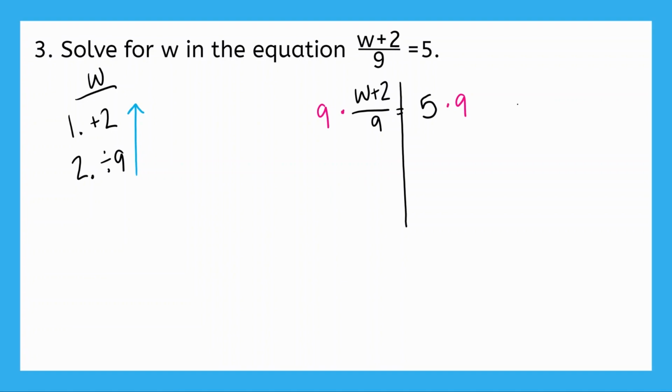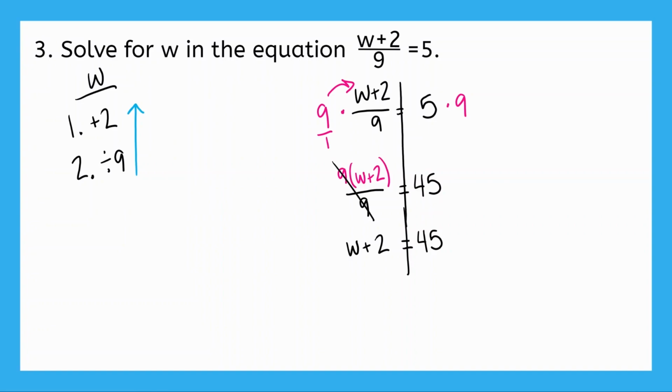Now, I know that this 9 should cancel out with the denominator, but it never hurts to write out all the in-between work. So if I multiply straight across, this would become 9 times, well, this whole expression, all over 9. And then 9 over 9 cancels out and leaves just w plus 2. And over here on the right, 5 times 9 just makes 45. I'm going to bring that all the way down so I have a nice full equation to keep working with.